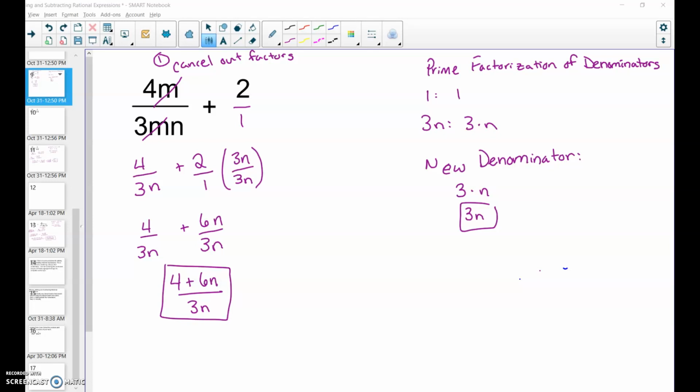Okay, so just to recap from that last example, the 4m over 3mn, first thing that you want to do, if you can cancel out any factors right away, do that because it'll make your life a lot easier. Okay, so when I had first shown you I didn't cancel out the factors, you can still do it, and then in the very end you can actually cancel out a factor as well, but if you just start with that, it'll make it easier.